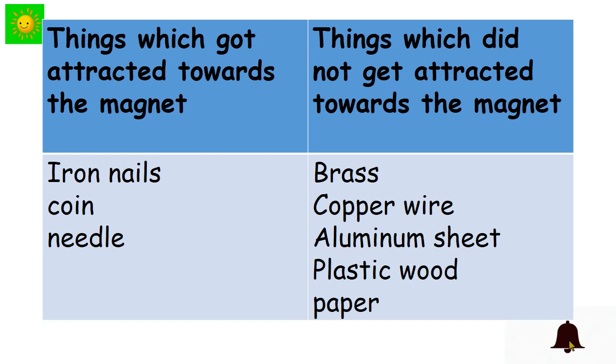Then I have given you a table with things which got attracted toward the magnet and things which did not get attracted toward the magnet. The things which got attracted towards the magnet are iron nails, coin, and needle. Things that did not get attracted towards the magnet are brass, copper wire, aluminium sheet, plastic, wood, and paper.